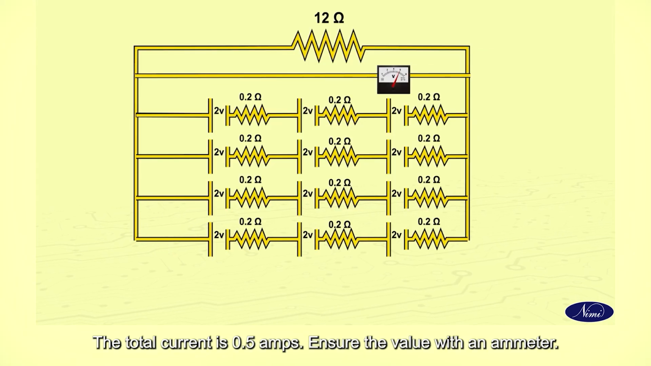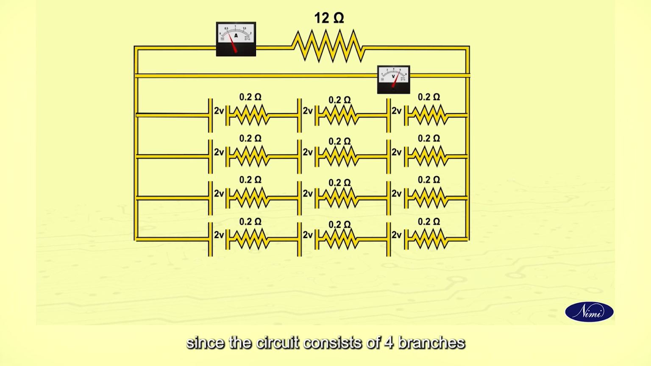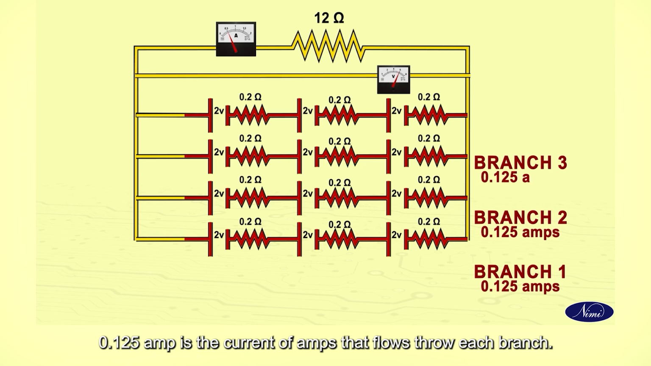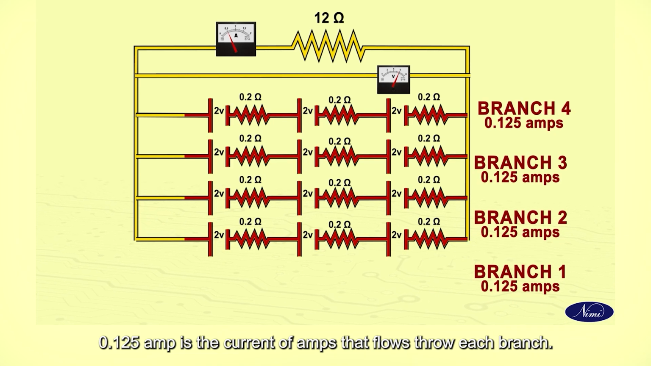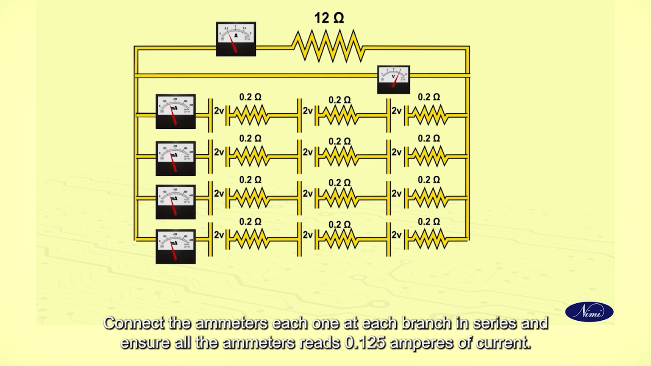Ensure the value with an ammeter. Divide the current by 4 to get branch currents. Since the circuit consists of 4 branches, 0.5 by 4 is equal to 0.125 amps. 0.125 amp is the current that flows through each branch. Connect the ammeters, one at each branch in series, and ensure all the ammeters read 0.125 amperes of current.